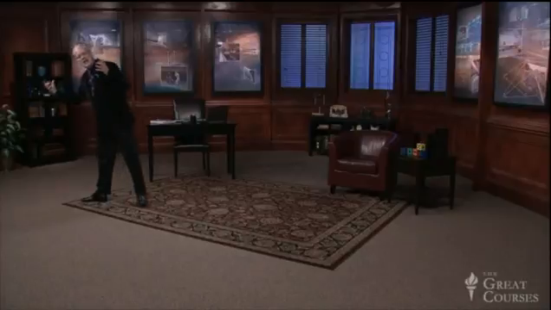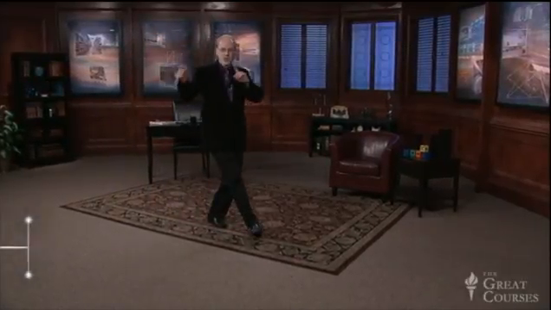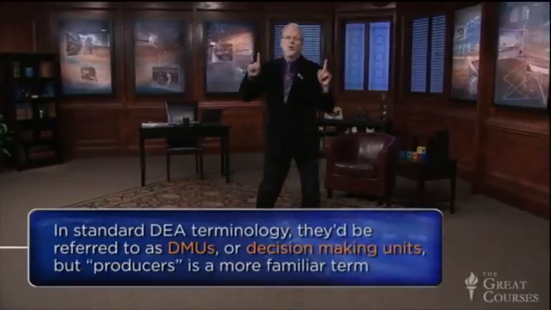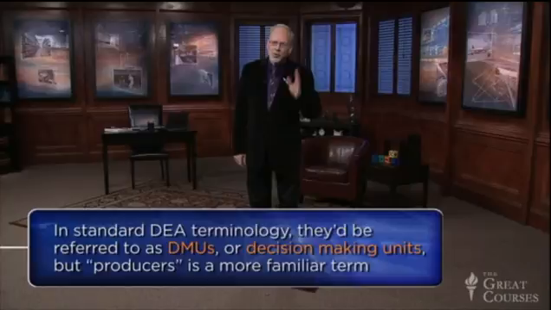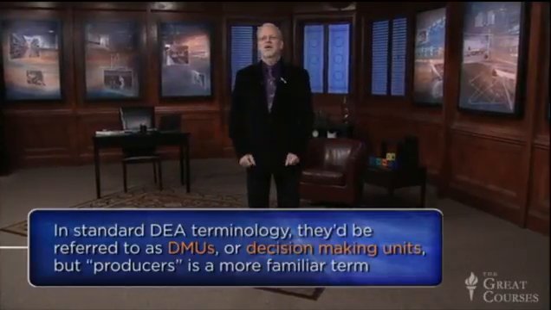So, let's discover DEA for ourselves. We'll start by comparing just 2 producers. In standard DEA terminology, they'd be called DMUs, or decision-making units. But producers is more familiar and captures the essence.